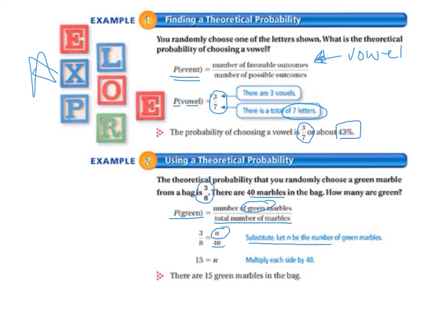So we substituted in all of the things that we knew, because we knew that the probability was 3 out of 8, and we knew that the total number of marbles in the bag was 40. The thing we don't know is n, so we put n in for green marbles. Then we multiply each side by 40 to make n be by itself, and when we do that, we get 15 equals n. So there are 15 green marbles in the bag.